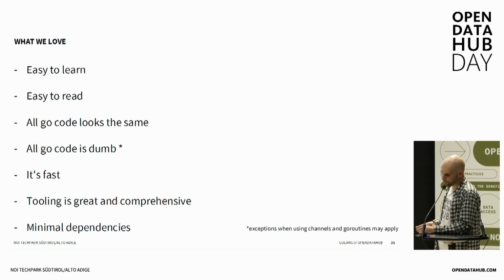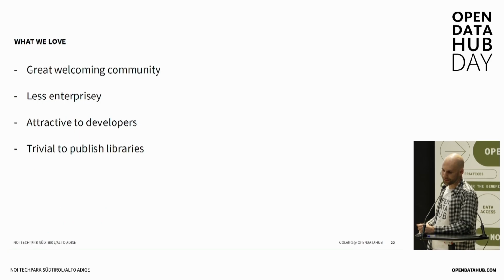What we love is it is easy to learn. As you've seen all the syntax there is. It is very easy to read. All Go code looks the same. All Go code is dumb and stupid because there is usually only for loops, structs, and so on. You cannot do very fancy abstract stuff. It's very difficult to do. It is blazingly fast, as you've seen. It doesn't consume any resources. It has great tooling. And you can use minimal dependencies, which also means less dependency hell, less updating dependencies, less vulnerabilities, and so on. It also has a very great welcoming community and is not as enterprisey as Java and so on is.